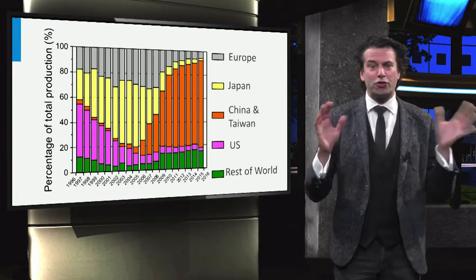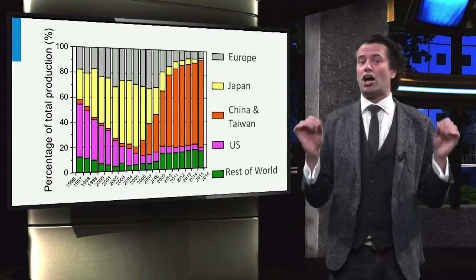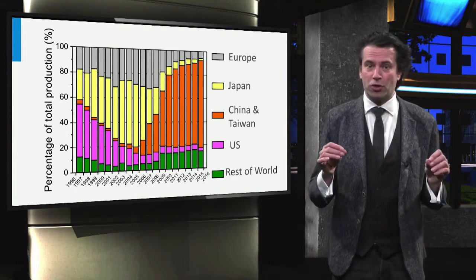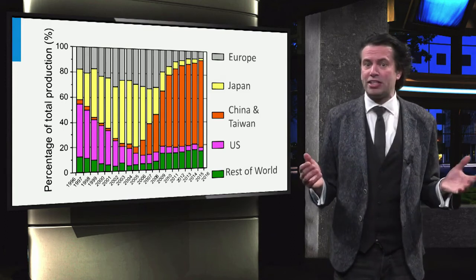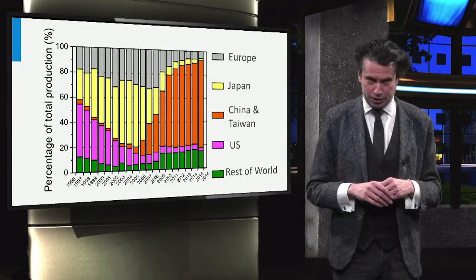Over 20 years ago, the US was the largest producer of PV modules, followed by Japan and Europe. The share in module production of the US has been decreasing over the last 20 years.